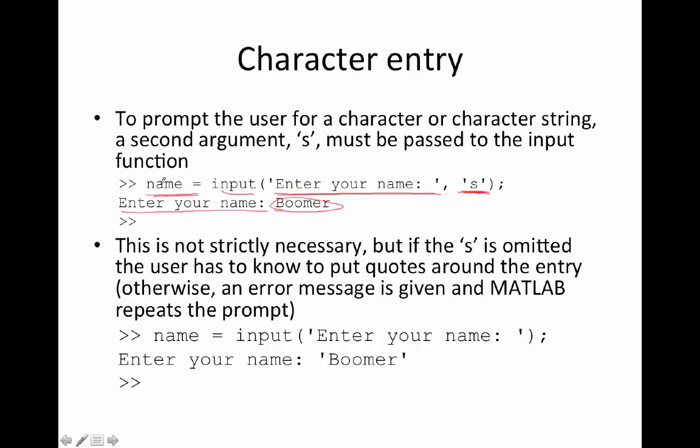So this is not strictly necessary, but if you don't include the quote s, the user has to know to put quotes around what they enter, which is not really a great idea. But it is possible. So if we said enter your name, and then the user entered a string, including the quotes, that would also work. But again, usually the user doesn't know to do that, so it's much better to pass the second argument, the quote s quote, and then the user just types in a string without the quotes.